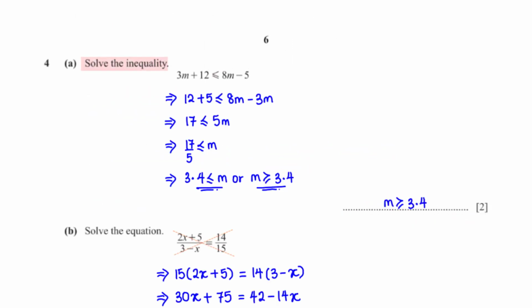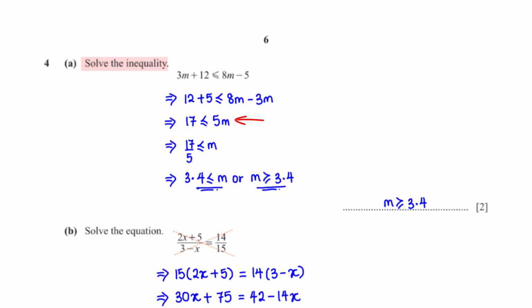Solve the inequality. 3m plus 12 is less than or equal to 8m minus 5. First, let's group like terms. This gives us 12 plus 5 is less than or equal to 8m minus 3m. 12 plus 5 is 17. And 8m minus 3m is 5m.